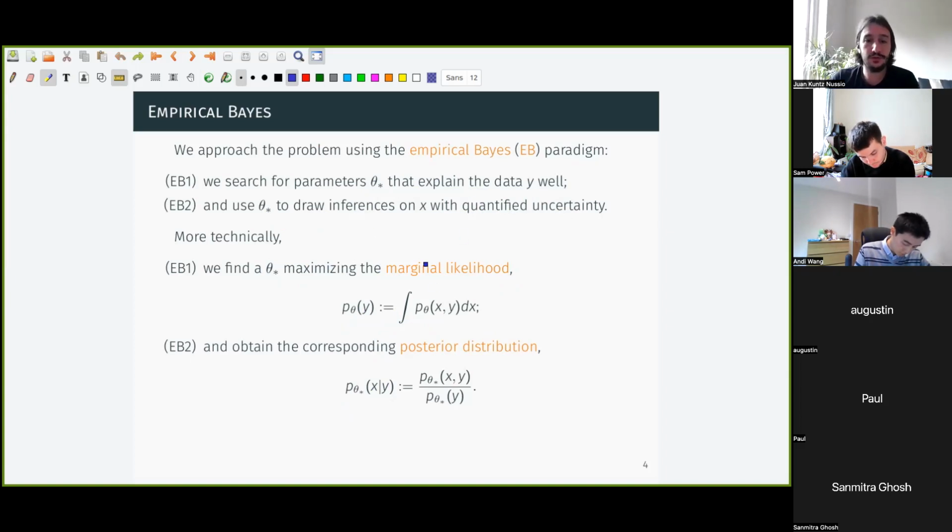Now, the issue here is the same as always. This is an integral over the latent space. Latent space is often high dimensional, so we can't compute it exactly. We don't have closed forms, and it's hard to approximate numerically, so we have to work around that.